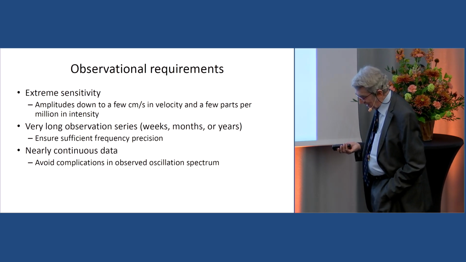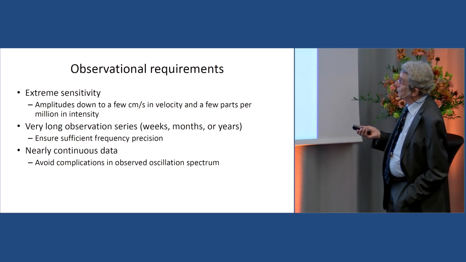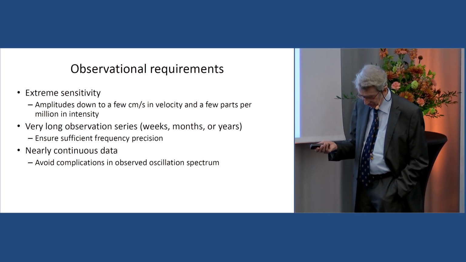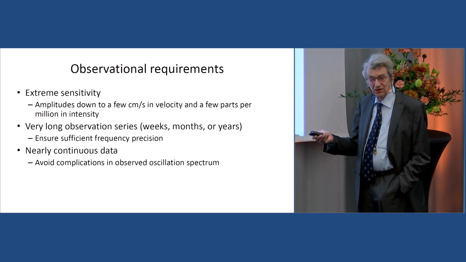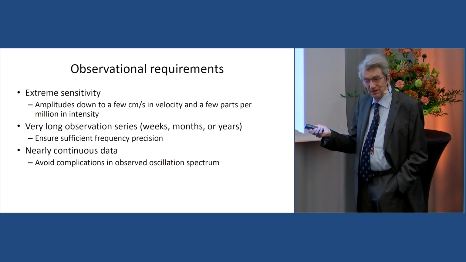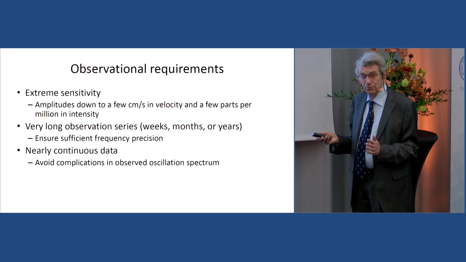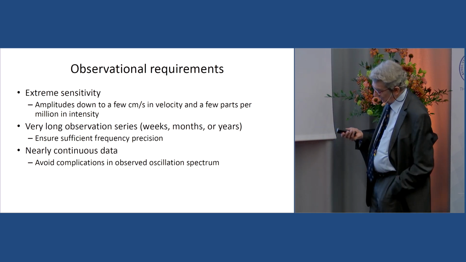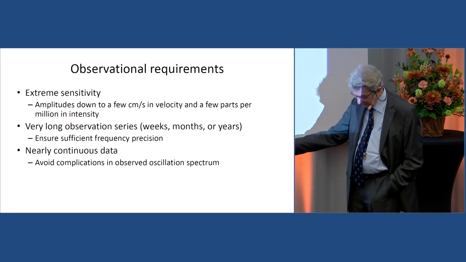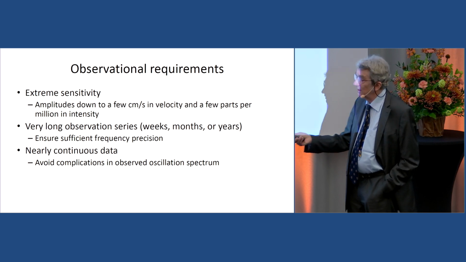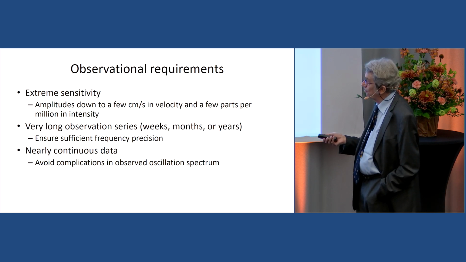So what do we need to observe that? Well, we need extremely high sensitivity, because the amplitudes that we see on the surface of the Sun and Sun-like stars are velocities of the order of a few centimeters per second, maybe 10, 20 centimeters per second. And we see luminosity variations of the order of a few parts per million. So we need that very high observational precision. We prefer to have very long observations, years if we can. And we would like to have observations that are almost continuous.